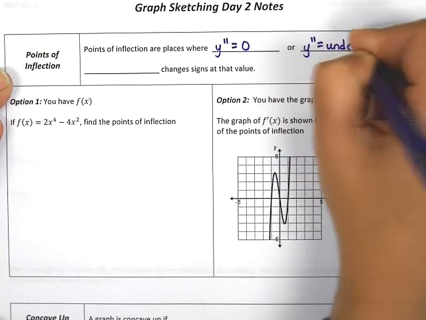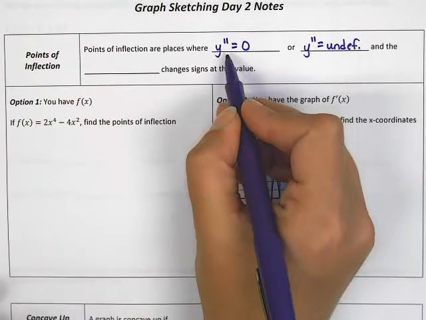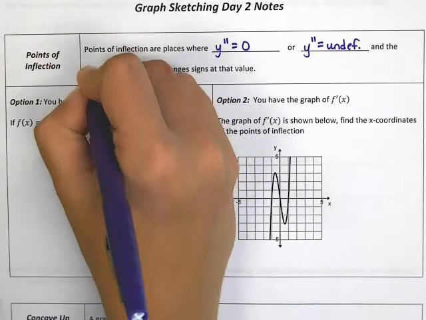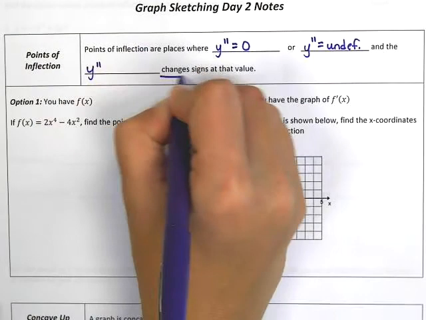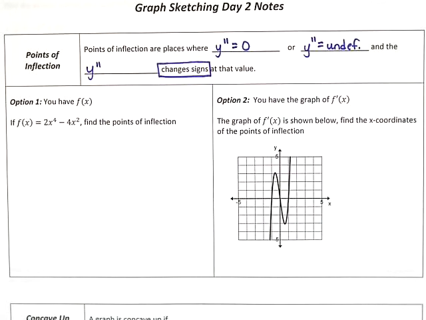So just like critical points, we're talking about where the first derivative is 0 or the first derivative is undefined. This is just the second derivative, but we're also looking for where it's 0 or undefined. However, that's not enough to make a point of inflection. In order to be a point of inflection, you need to have the second derivative equal to 0 or undefined, but also, the second derivative needs to change signs at that value. If the second derivative is not going to change signs there, then it does not get to be a point of inflection.